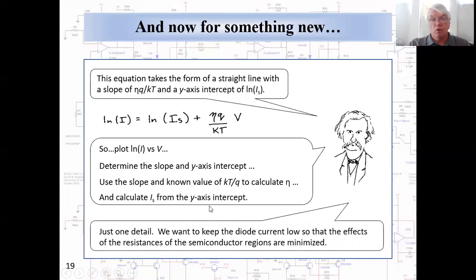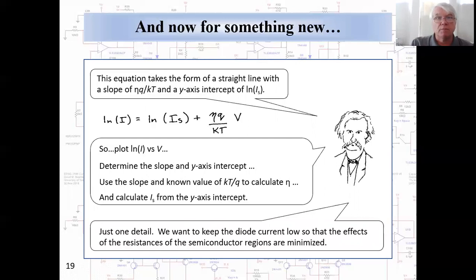There's just one detail here. We want a reasonable positive voltage, maybe 100 to 150, 200 or more millivolts, so that we can ignore the -1 term in the Shockley equation. But we also want to keep the diode current relatively low so that the effects of the resistances of the semiconductor regions are minimized. The Shockley equation derivation assumed that there was no voltage drop across the N and P regions of the junction outside of the depletion region. That, of course, is not strictly true, but if the current's kept small enough, we can ignore the voltage drops in the bulk semiconductor material.